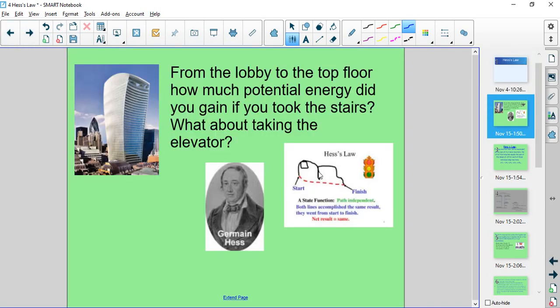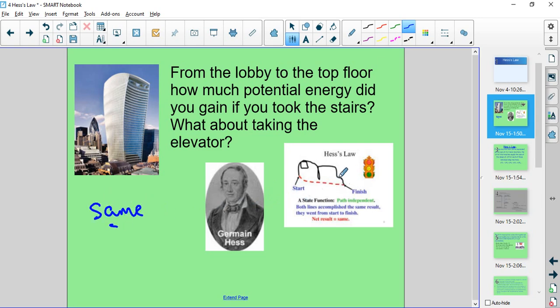All right, I'd like to begin by referring to a practical example that has a bit of overlap with physics. The question is, if you're considering walking up some stairs or taking an elevator, you begin at different instances in the lobby of a building or in a school atrium, and you go up to the third floor or the top floor somewhere. How much potential energy did you gain if you took the stairs compared to the elevator? And think about it, it's actually the same.